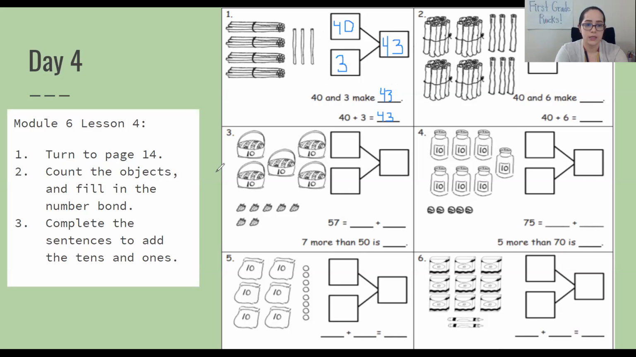Okay, I'm going to go ahead and skip number 2 because that is similar to number 1. And I'm going to jump down to number 3. All right, so again, I like to go ahead and just count all, but you can do it by parts as well. So let's do this one by parts. So 10, 20, 30, 40, 50. We have 50 in tens. Okay, and 1, 2, 3, 4, 5, 6, 7 in ones.